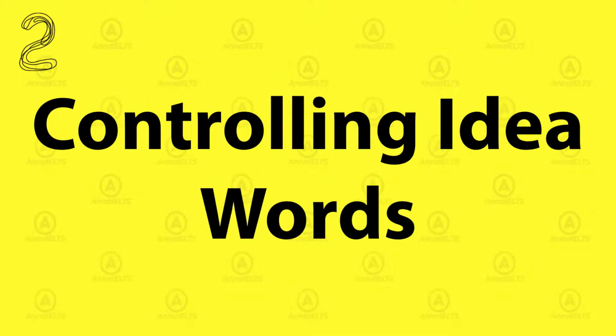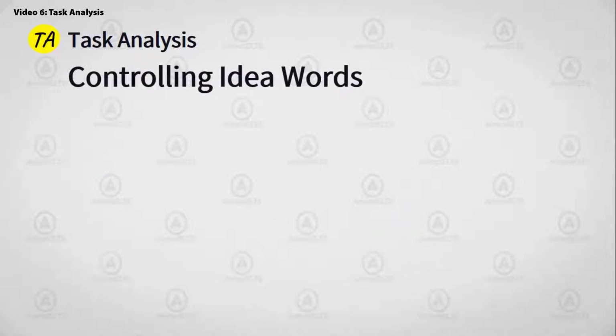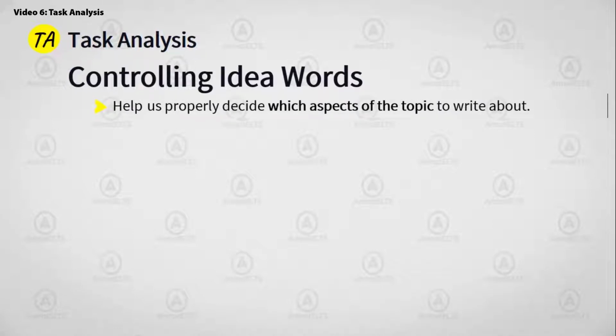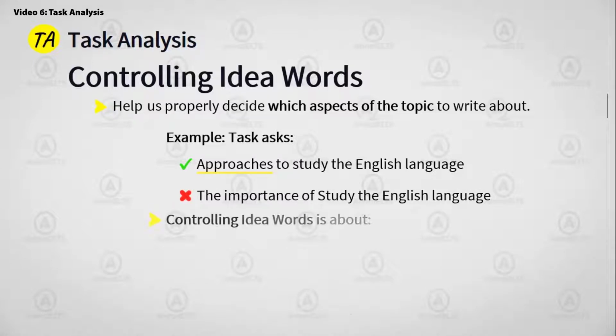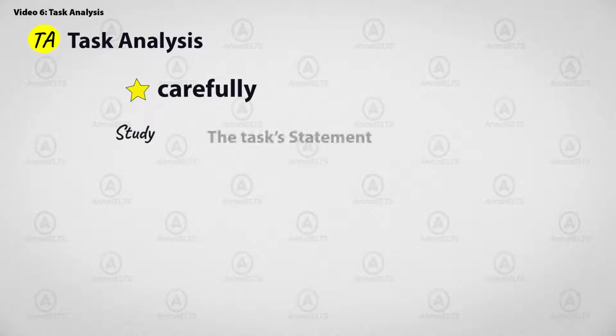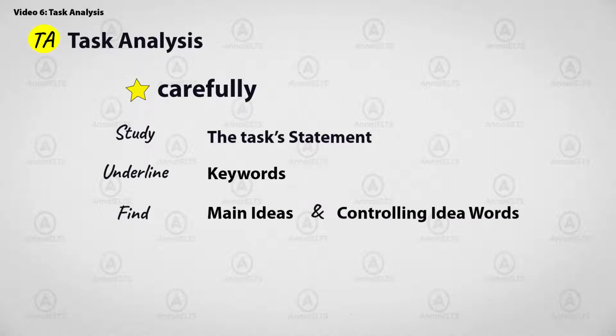Controlling idea words. Controlling idea words help us to write about the correct aspects of the topic. Let me give you an example. Candidate is supposed to write about the approaches to study English, but the problem is that one candidate has written about the importance of learning English language. In this example, the wrong controlling idea word is importance. So you have to carefully study the task statement and underline keywords to find the main idea and controlling idea words.